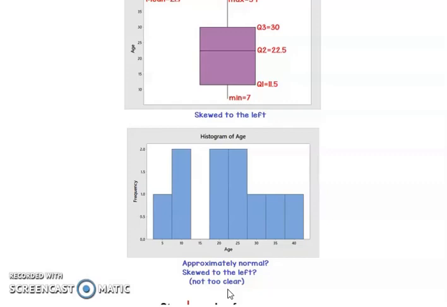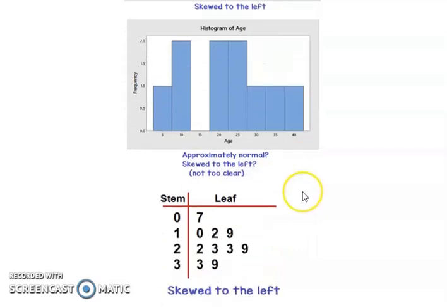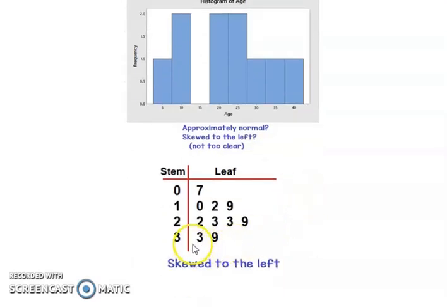Now let's move on to the last graph, the stem and leaf plot. Using the stem and leaf plot, I can see that it is skewed to the left, with a longer tail on the left here. How do we read skewness using a stem and leaf plot? If you rotate this stem and leaf plot anti-clockwise, it will resemble a histogram, so this part will resemble the bar.